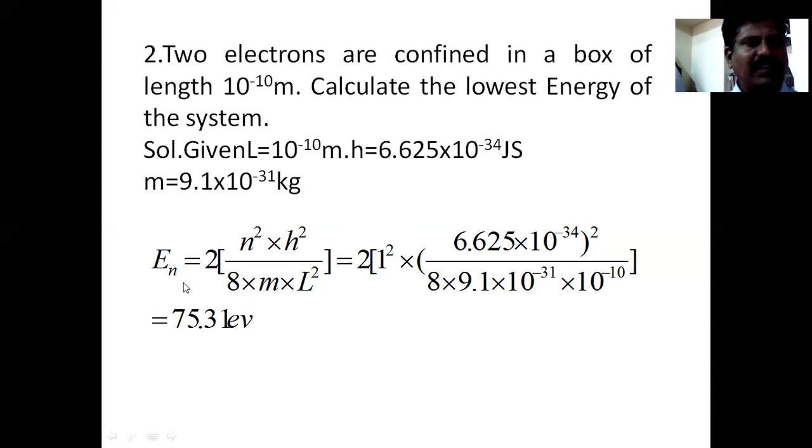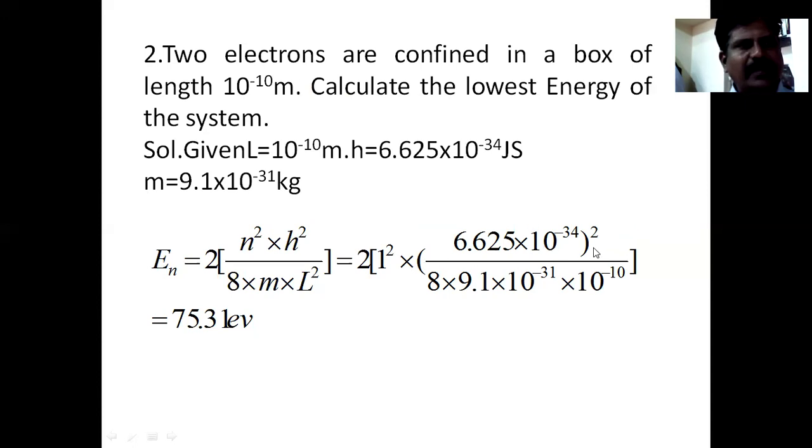The energy in the nth state is given by n squared h squared divided by 8 m L squared. Here we have two electrons, so E of n equals 2 into n squared h squared divided by 8 m L squared. We need the lowest energy, and lowest energy stands for n equal to 1. So it becomes 1 squared into 6.625 into 10 to the power minus 34, whole squared.